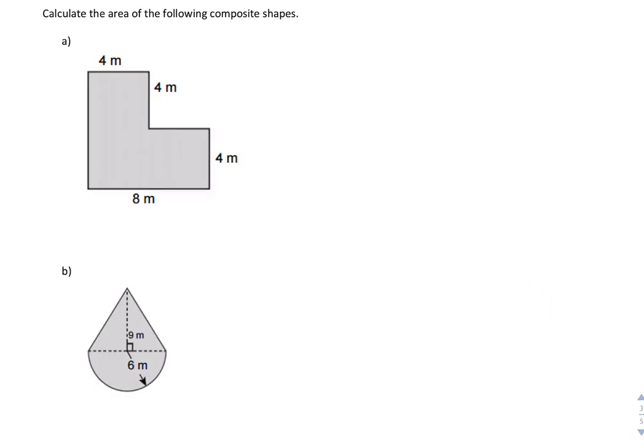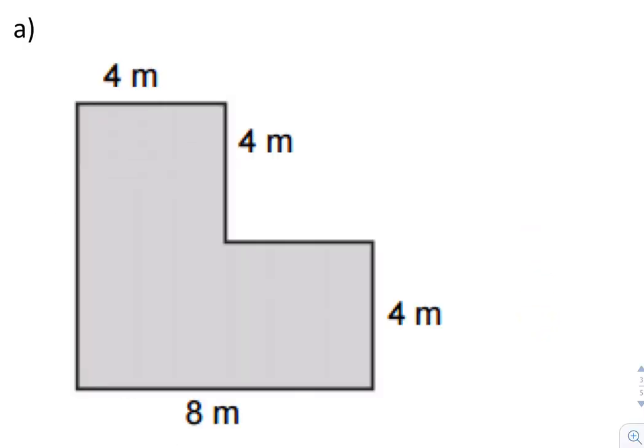In the following shapes, we're asked to calculate the area of the composite shapes. So in order to do this, we are going to split them up into different shapes, calculate each individual area, and then add them together. So the shapes that we're going to be looking at is these two, and also this one down the bottom.